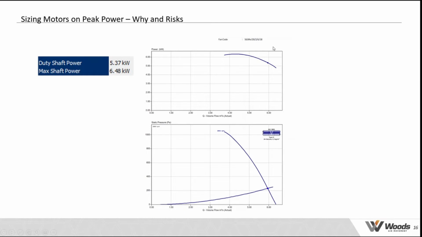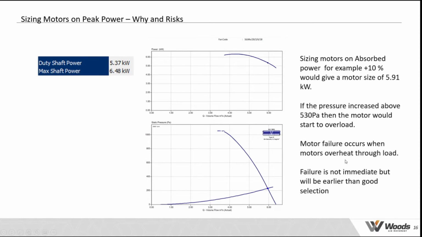This is a selection I've taken out of the fan selection software, and it's for just a normal 560 diameter fan. My duty power, shaft power, is 5.4 kilowatts. My maximum shaft power, 6.5 kilowatts. So if I size that motor on the absorbed power plus 10%, that gives me 5.91 kilowatts. So what that means is if the pressure increased above 590 pascals, the motor would start to overload, right? Because we're starting to go above what the motor power is.